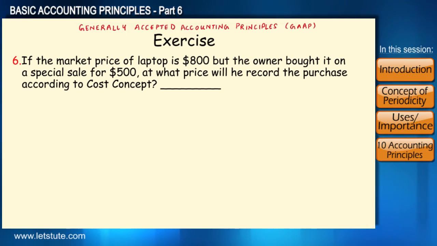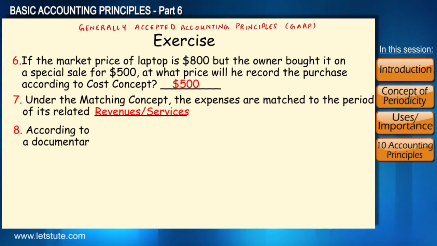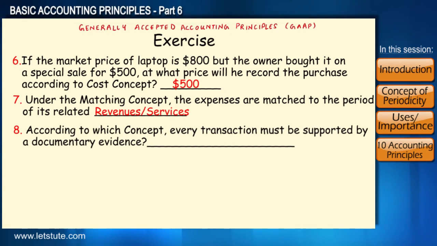If the market price of a laptop is $800, but the owner bought it on a special sale for $500, at what price will he record the purchase according to the cost concept? $500, as the concept states that transactions should be recorded at cost price and not at market price. Under the matching concept, the expenses are matched to the period of their related revenues or services. As per this concept, every transaction must be supported by documentary evidence.